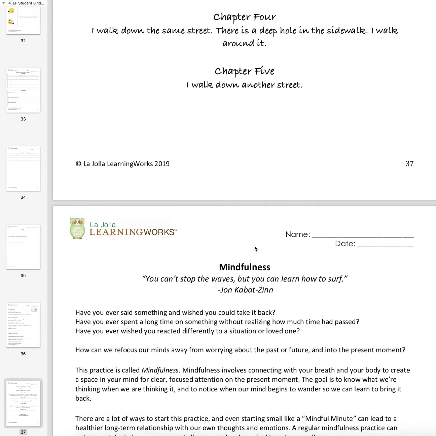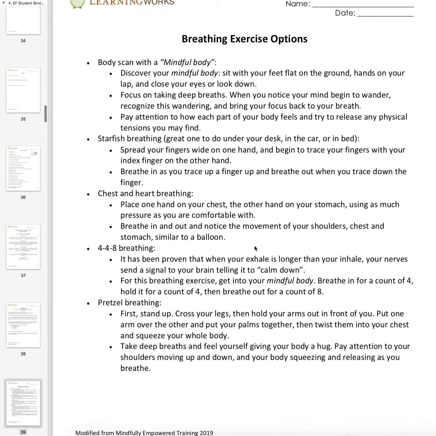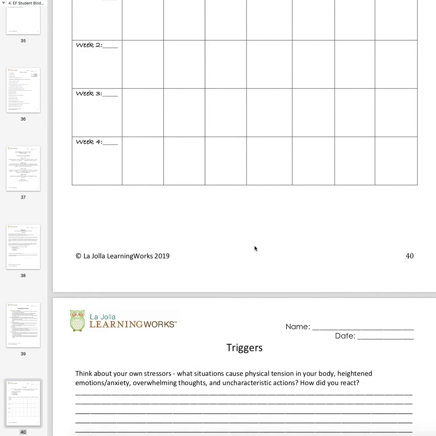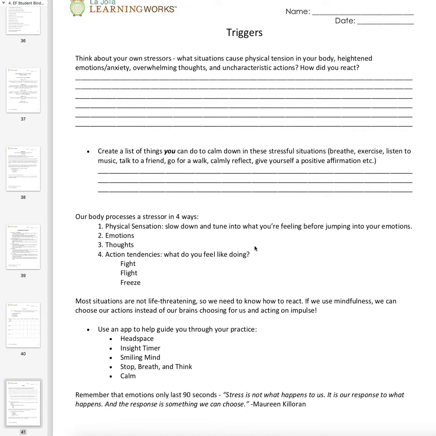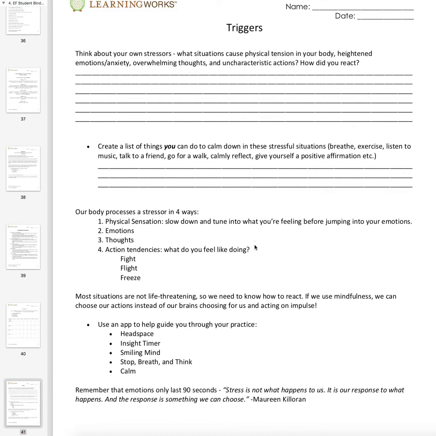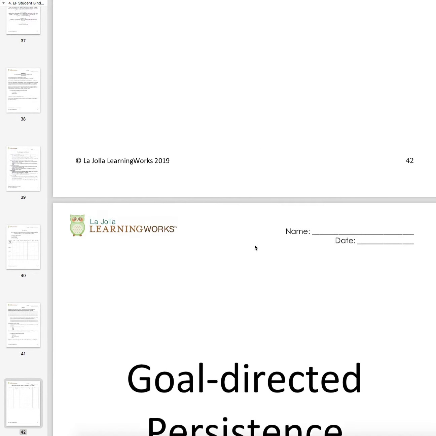This is the mindfulness section. So you can use some of these breathing exercises, trying them at home, and then the trigger page goes with that as well. So thinking about their own triggers. So this whole section is really good for students that have heightened emotions generally.